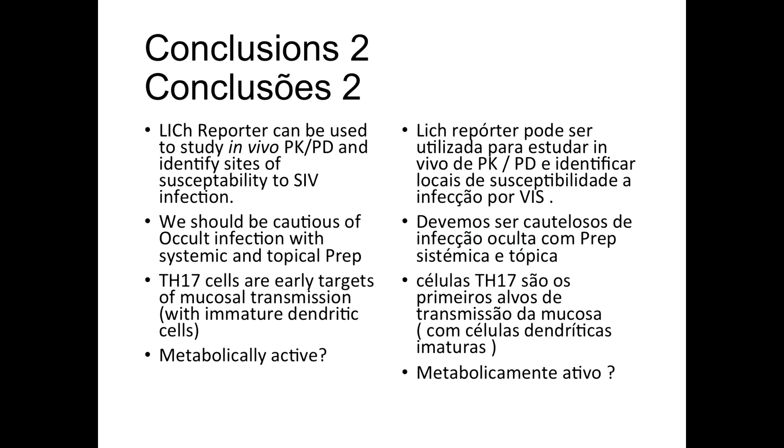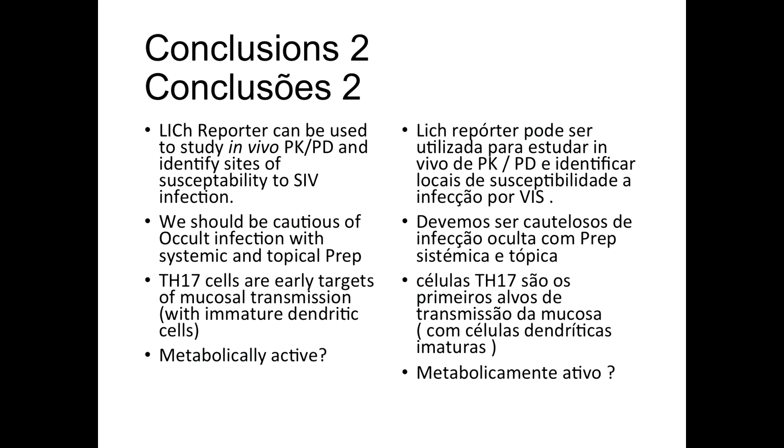So conclusions, number 2: the LICH. We call it LICH because it's a luciferase iRFP cherry reporter. It can be used to study in vivo PK and PD and identify sites of susceptibility to SIV infection. We need to be cautious of occult infection with systemic and topical PrEP. And then the theme is emerging that these Th17 cells are the preferred early targets of mucosal transmission, along with these immature dendritic cells, at least in the female reproductive tract and the rectal compartment. We're also looking at some other modes of transmission, and we're a ways behind there.